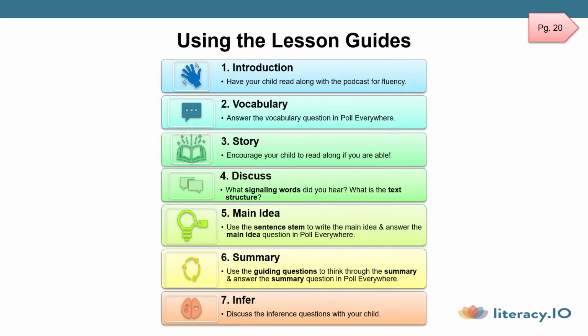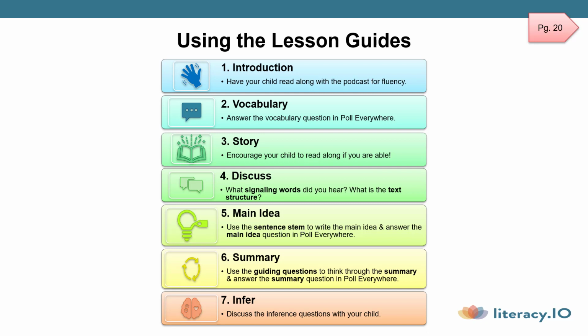Page 20 has an overview of the steps you will take through each podcast in Lesson Guide. You'll start with your introduction. Then you'll move on to vocabulary. At the vocabulary spot, pause and answer a question in Poll Everywhere. The story will be read to you, but you'll also have the text, so that way you're able to read it along with your child if you're able. Then you can engage in some discussion.